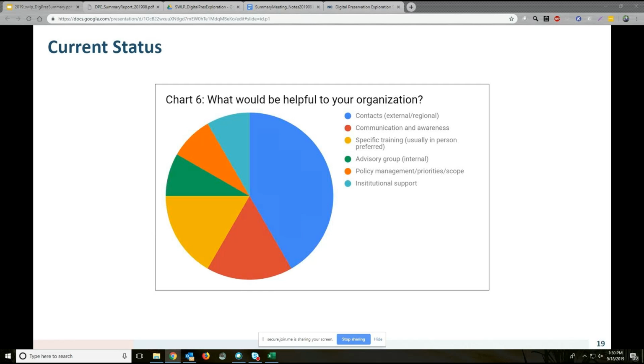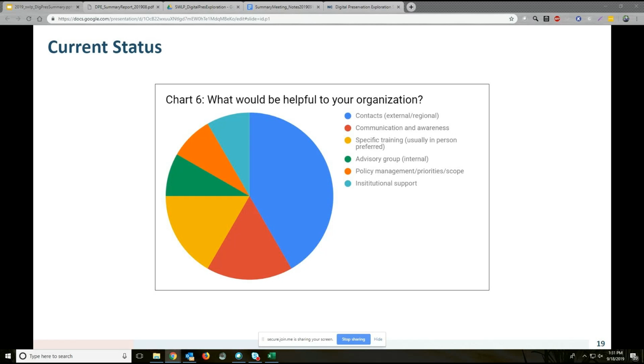When we asked what would be helpful to your organization, people felt strongly that a network of regional contacts and in-person training would be the most helpful thing for their institution as they considered digital preservation. So just having contacts and knowing who they can reach out to with questions and with support and help. Having more communication and awareness, doing things with more of a back and forth and more of an updating transparency. Specific training, with in-person training preferred, was also often mentioned as something that would be very helpful, and we'll talk more about that later.